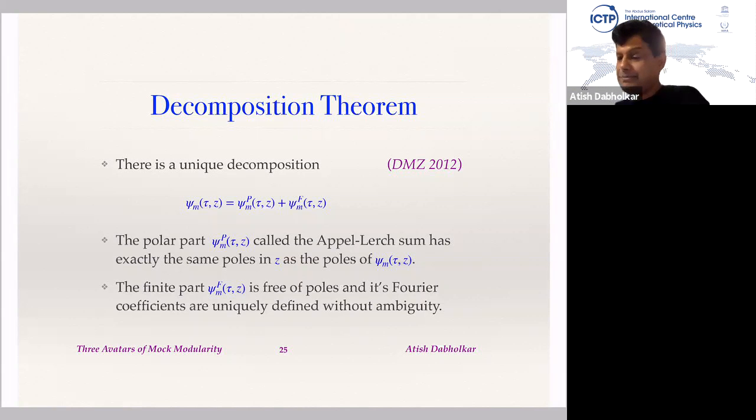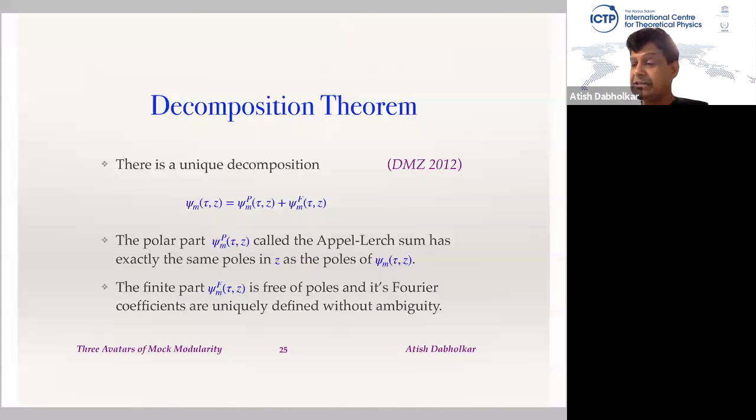So what is the connection between meromorphic Jacobi forms and mock modular forms? It goes via this decomposition theorem, that the counting function which is on the left, which has poles, can be written as a unique sum of a function with exactly the same poles, which we call the polar part, and a function without any poles. The polar part is called the Appell-Lerch sum, and it has exactly the same poles in the z plane as the poles of 1 over sine of z. The finite part is free of poles, and its Fourier coefficients are uniquely determined.